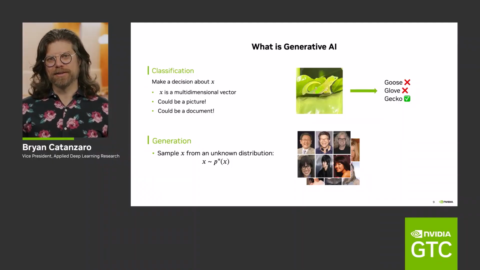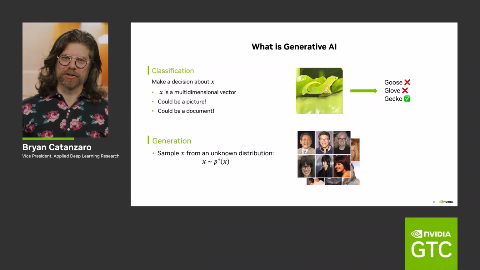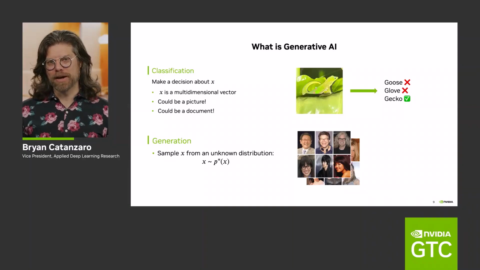That would be classification. And the goal is then to make a decision about some variable, we'll call it X, that's a multidimensional vector, could have a lot of different entries in it. So for example, a picture, if it's a megapixel picture, it has 1 million pixels, and each of those pixels has 3 colors in it. So that's like 3 million dimensions in a megapixel image.